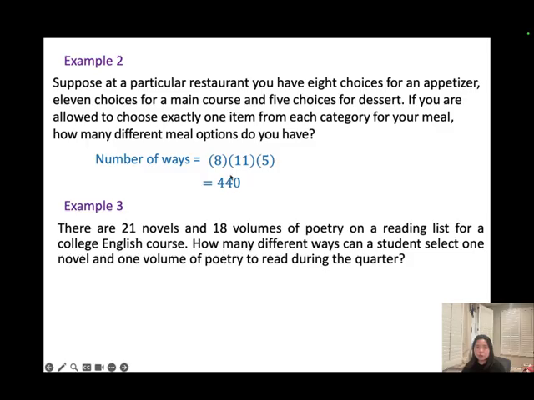I want you to try to do Example 3 by yourself. Check your work. Same idea, right? We have 21 novels and 18 volumes of poetry. So just multiply them. You will have 378.